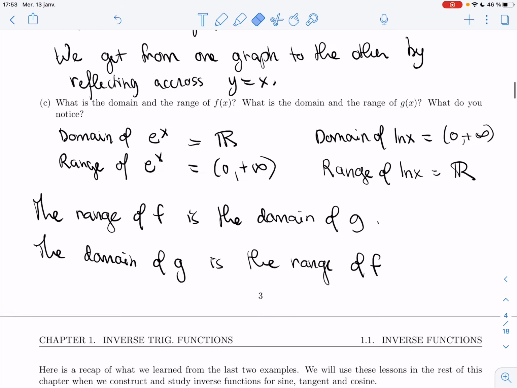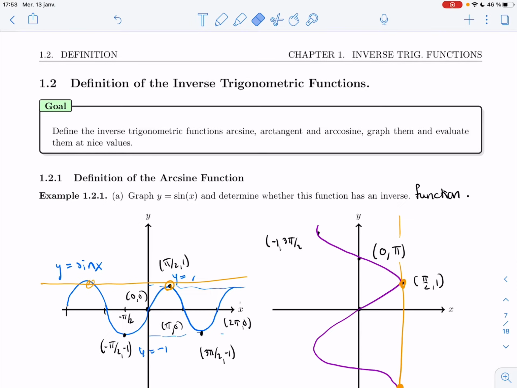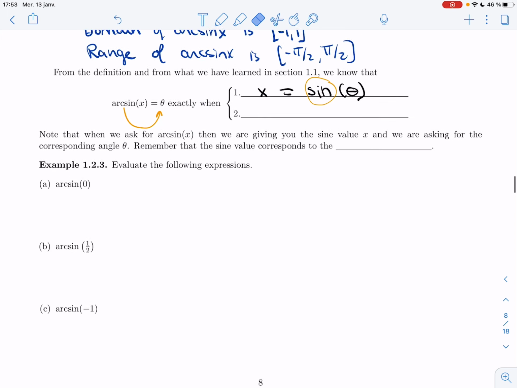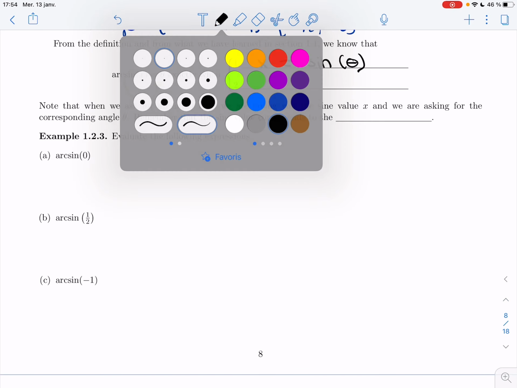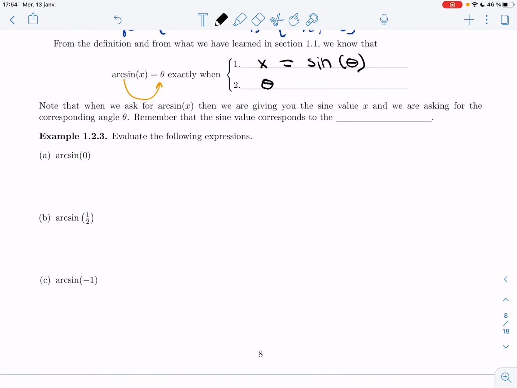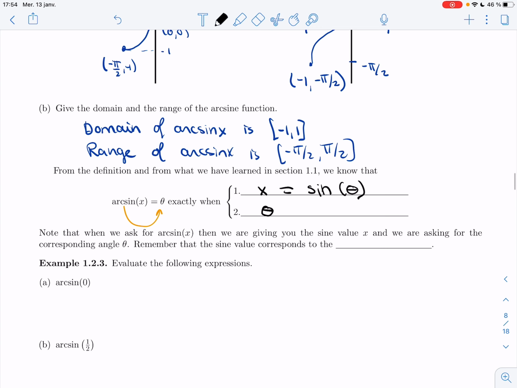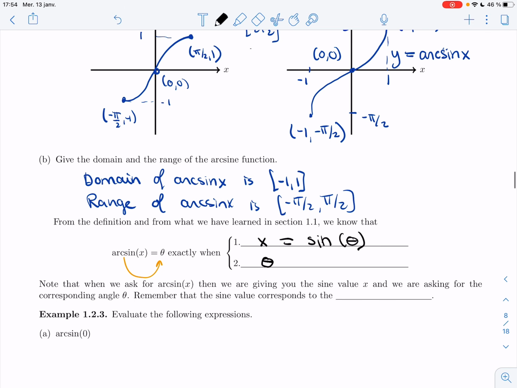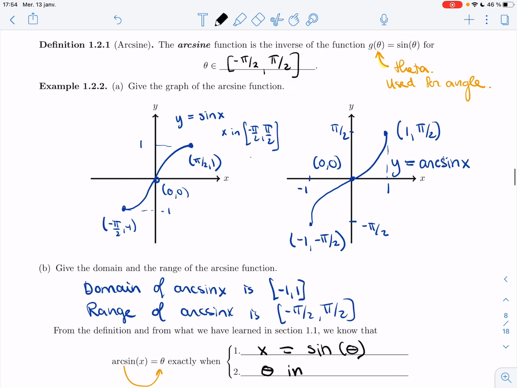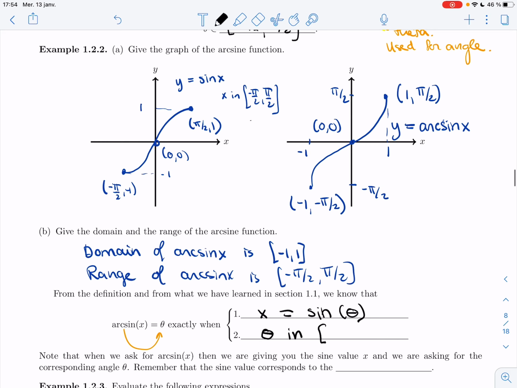So you get that x is sine theta, and then you also get an extra condition that comes from the fact that we restricted our angles to lie between minus pi/2 and pi/2. So you're only allowed to have angles between minus pi/2 and pi/2.